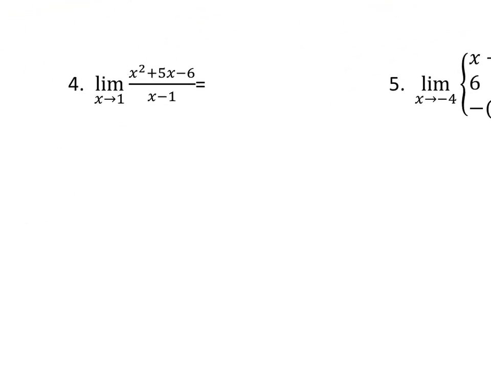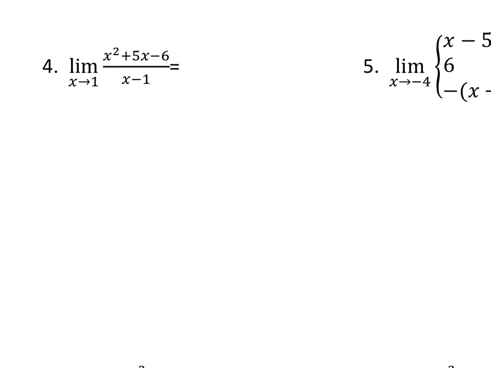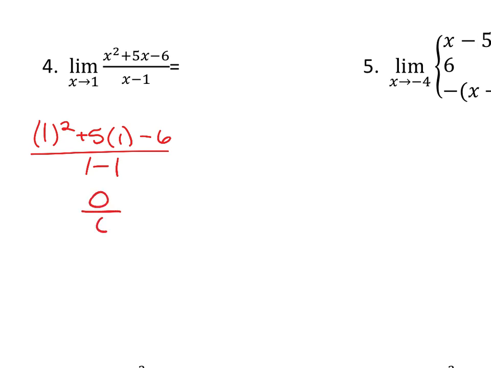All right, number 4. So we're going to take the limit as x approaches 1 of this function. Some of you might be able to see what's coming, but when we plug 1 in here, it'd be 1 squared plus 5 times 1 minus 6 over 1 minus 1. 1 squared is 1, plus 5 times 1, which is 5. That's 1 plus 5 minus 6. That's 0 over 0. Uh-oh, we have another indeterminate form. So we need to find a way for things to cancel, otherwise the limit does not exist.